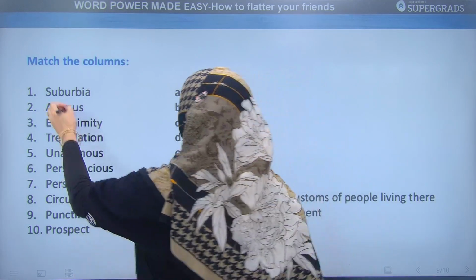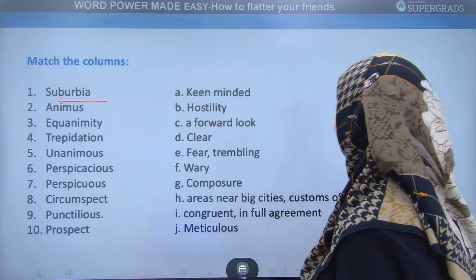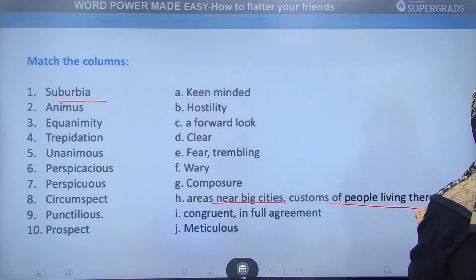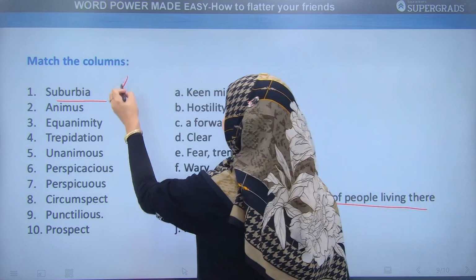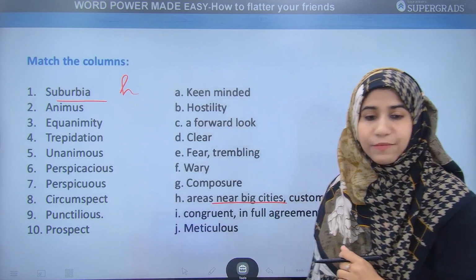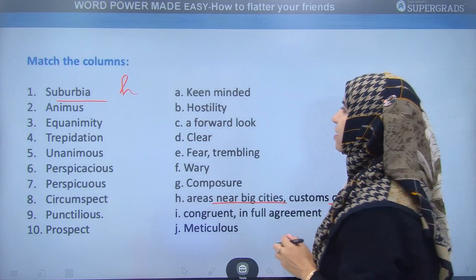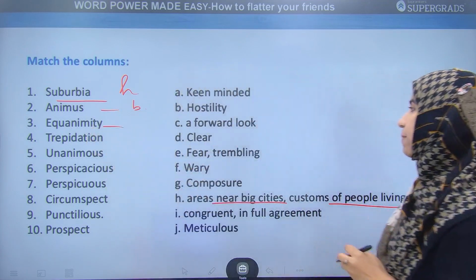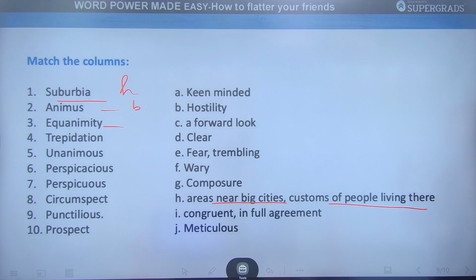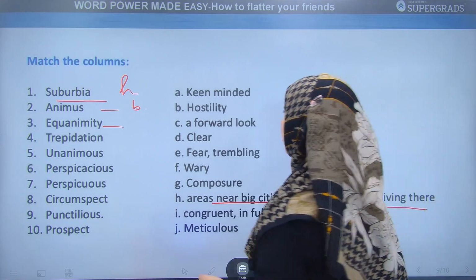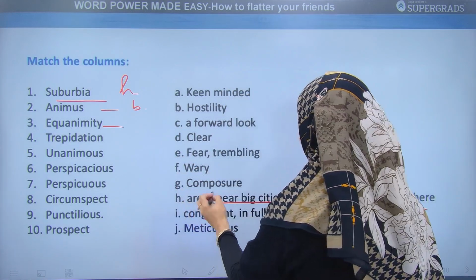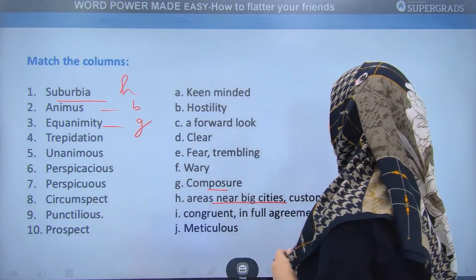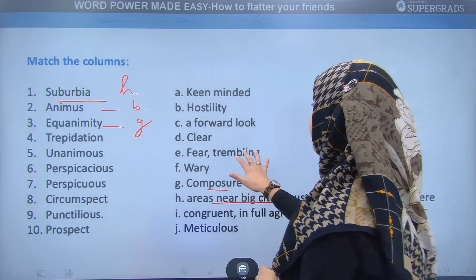Let's see. Suburbia. What is suburbia? Suburbia. Yes, I think areas near big cities, customs of people living there. So one is H. Animus. Animus was hostility. I hope you remember. सामने ही लिखा है. Wonderful. Equanimity is being very calm and composed, being equable. Fine, even tempered. Where is that? Composure. Trepidation is fear or shaking. Fear and trembling. E.